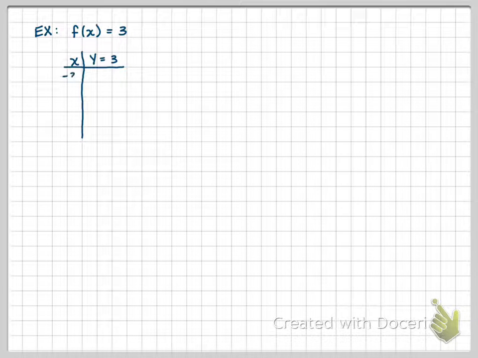So if I make a table here, if x is negative 2, what's y? 3. Mm-hmm. What if x is negative 1? 3. And then we start getting kind of redundant, right? Because there is no x on the right side, there's no operations that I can do with my specific input to get my output. I have to just be like, oh, the output is 3. So that's what f of x equals 3 means. It means regardless of what your x value is, your output is 3.